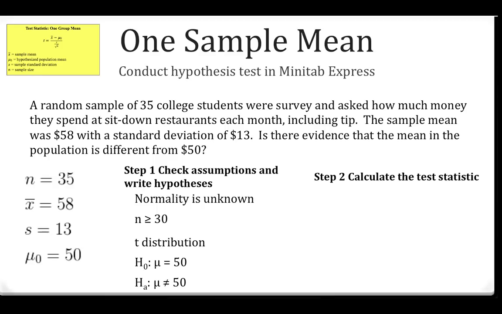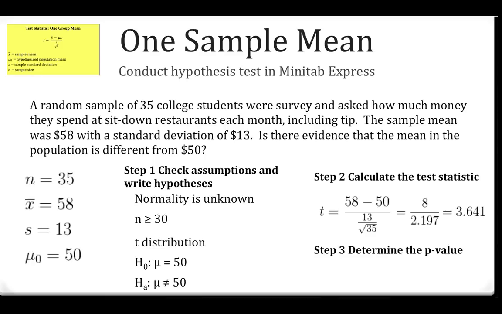Step 2, calculate the test statistic. Our t-test statistic is equal to the difference between the observed sample mean and the hypothesized population mean divided by the standard error. This gives us a t-test statistic of 3.641.